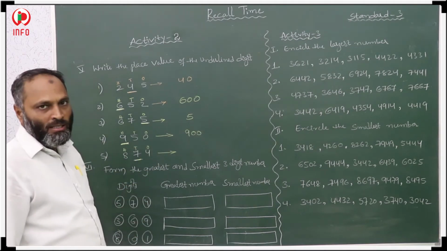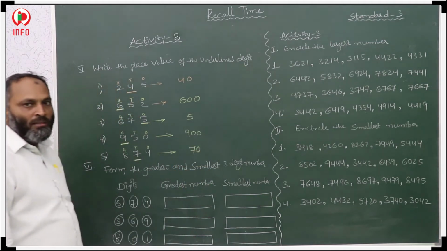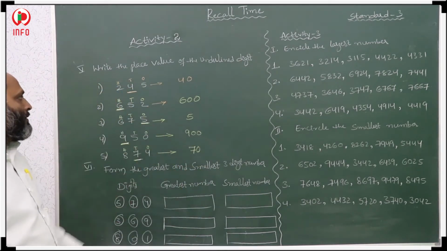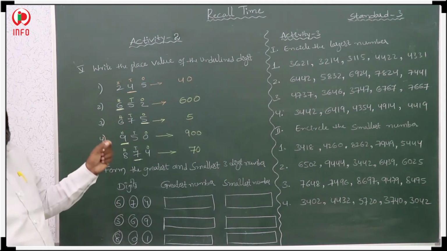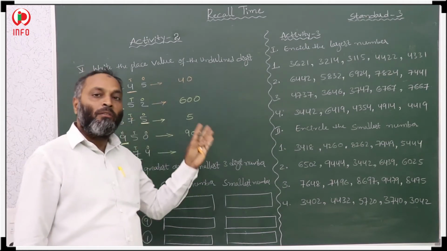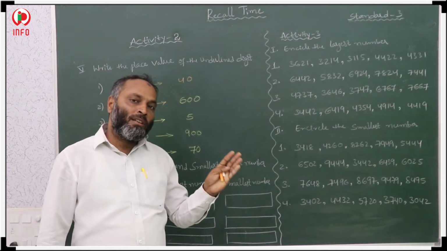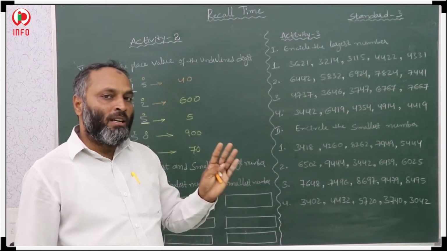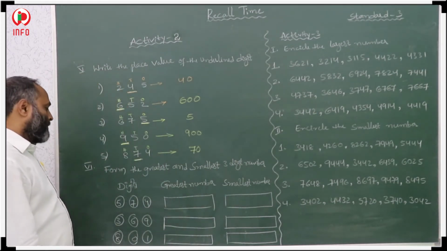Then next, 7 is in tens place, so the place value is 70. Like this we have to write the place values. If it is in tens place, then 4 is 40, 7 is 70, 8 is 80. If it is in hundreds place, we have to take hundreds. 8 in hundreds place is 800, 4 in hundreds place is 400, 6 in hundreds place is 600. In that way we have to take and write.